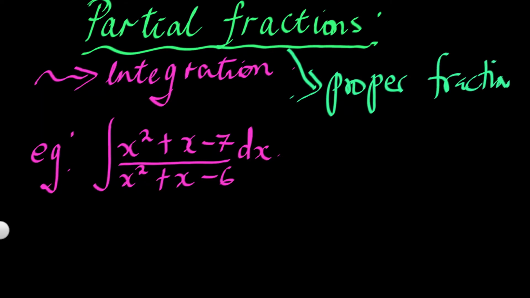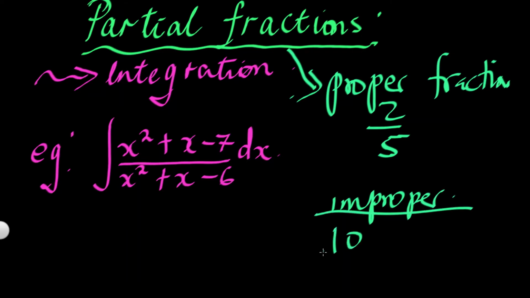It is quite easy if we're dealing with numerical fractions. It is quite easy for us to spot that, oh, this one is a proper fraction. If I have 2 over 5, this is proper. But if I have, let's say something like 10 over 7, this is improper because the numerator is bigger than the denominator. That's what we call improper fractions numerically.